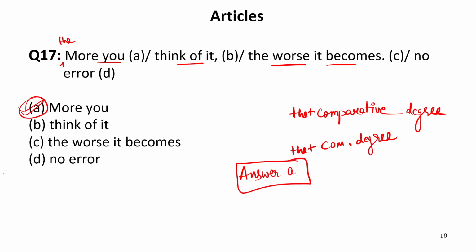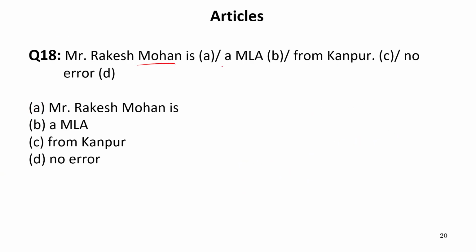Now, let us move to the next one. Mr. Rakesh Mohan is a MLA from Kanpur. Again, the same thing happens over here as well. It is MLA, which is pronounced as "em-el-ay". So it is "em". Again, the pronunciation of the word is beginning with a vowel sound. Therefore, this A should be replaced with AN. So the error is in part B. So our answer is B.